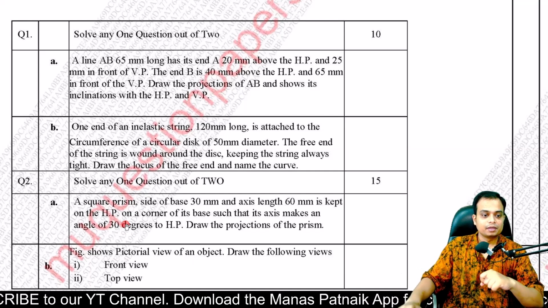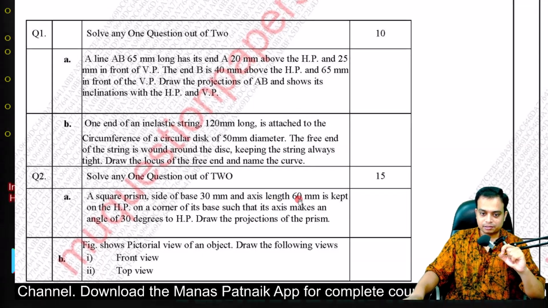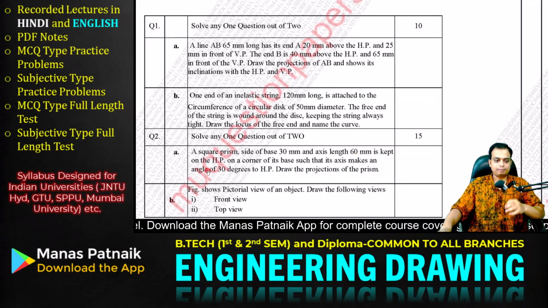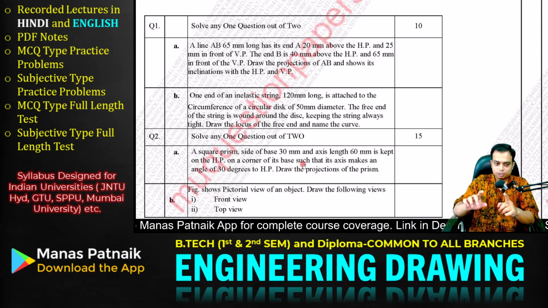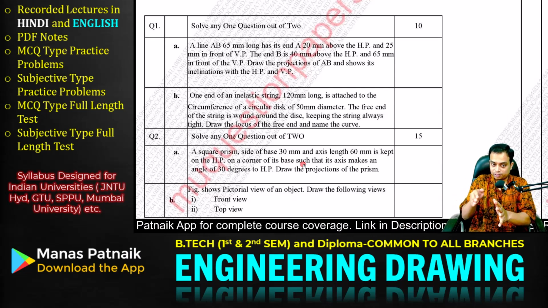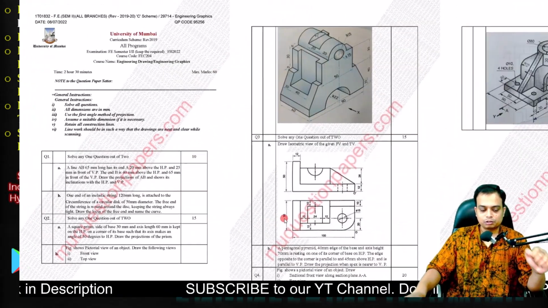Very, very easy. A square prism, side of the base 30 mm and axis length 60 mm, is kept on the HP on a corner of its base, not with respect to an edge, but with respect to a corner. Please note that. Such that its axis makes an angle of 30 degrees to the HP. Axis making 30-degree angle with the horizontal plane. Draw the projections of the prism.